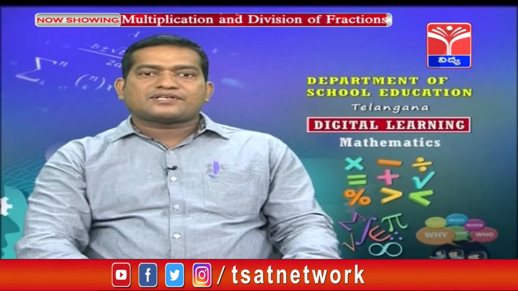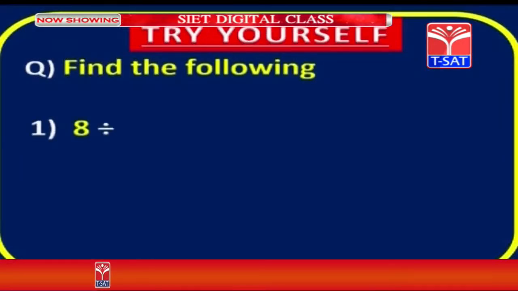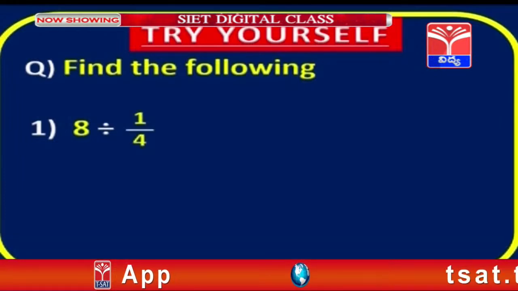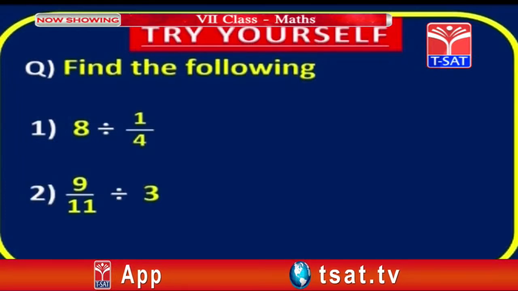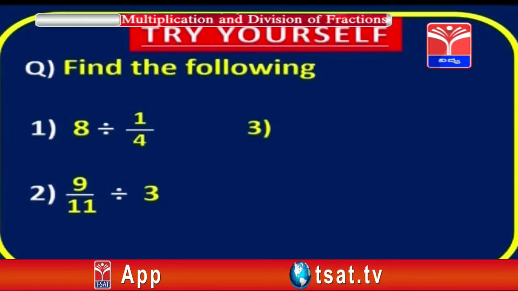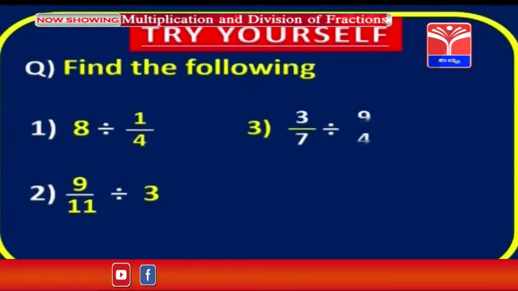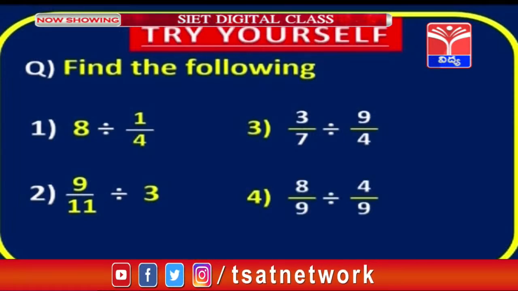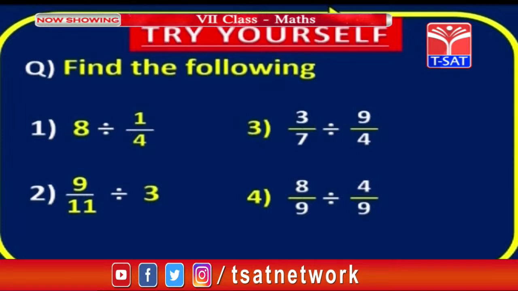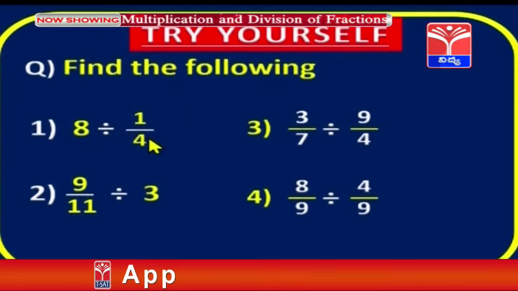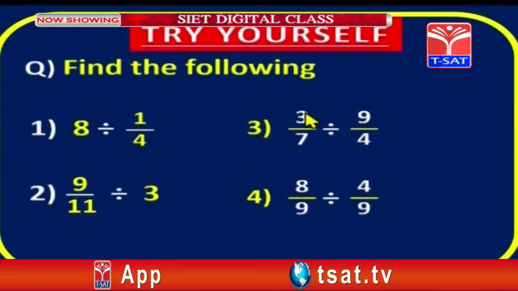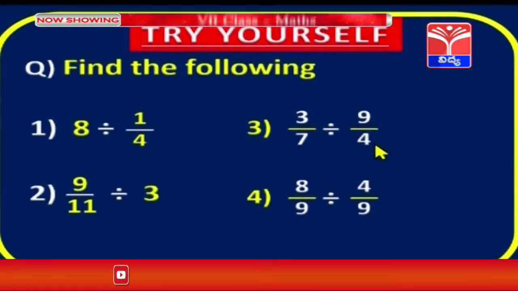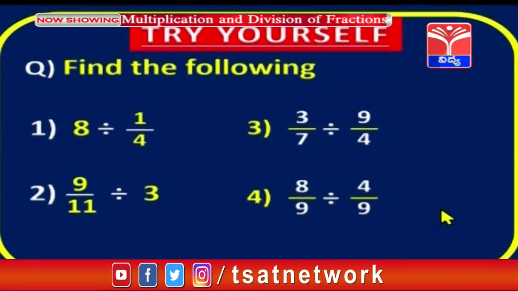Okay children, try yourself and find the following. 8 divided by 1 by 4, 9 by 11 divided by 3, 3 by 7 divided by 9 by 4, 8 by 9 divided by 4 by 9.